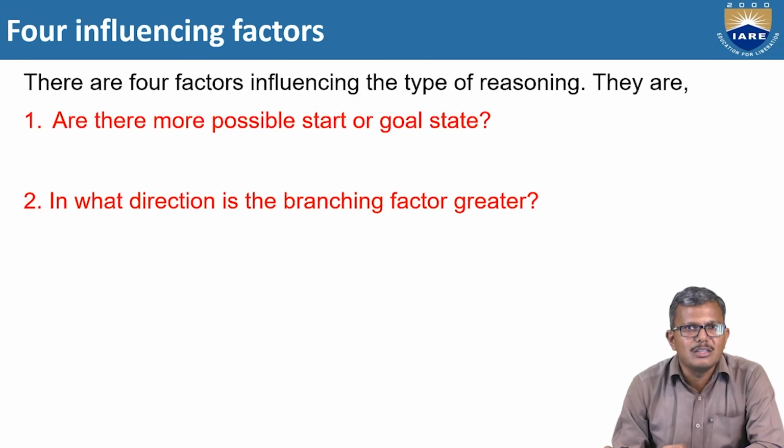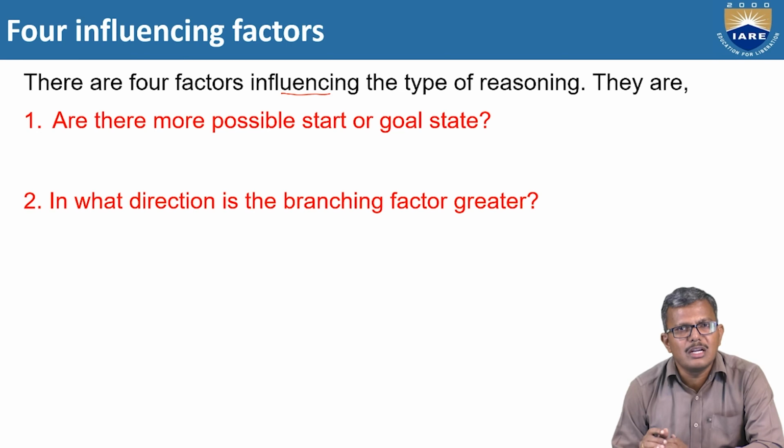But there are some influencing factors. How many influencing factors are there? There are 4 different factors that can influence the reasoning. The first one is: are there more possible start states or goal states? What happens if there are multiple starting states and multiple goal states? It depends upon the application you are selecting. If your specific problem has multiple starting points and multiple goal points, then the strategy we have discussed so far will not be applicable. Whenever your problem statement has only one initial state and only one goal state, then we can follow this kind of approach or strategy.